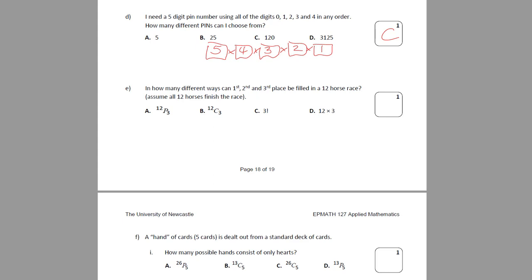In how many different ways can first, second and third place be filled in a 12-horse race? Well, does the position matter? I think if the position matters, it's a P question. And position does matter. First and second aren't the same. We're not asking, I'm trying to make a team of 3 horses and there's no positions. This is a P question. There are 12 horses and I'm picking 3 of them to come in these places. No, it's 12P3 all the way. Position mattered. 12 picking 3.